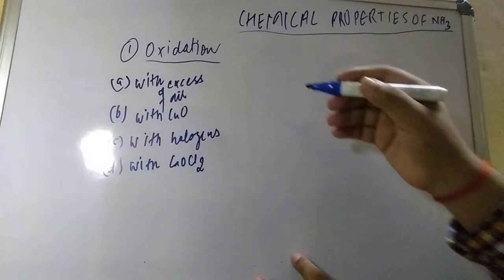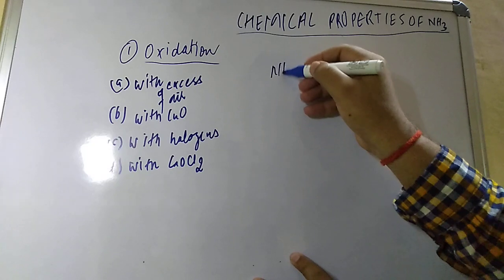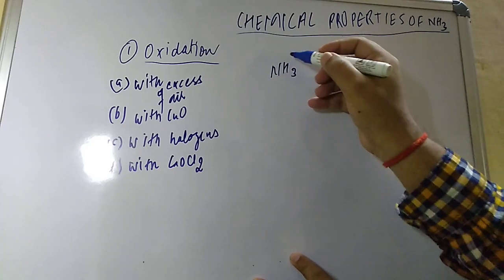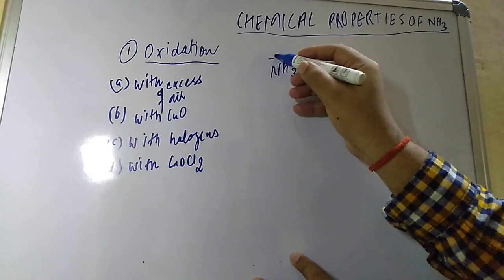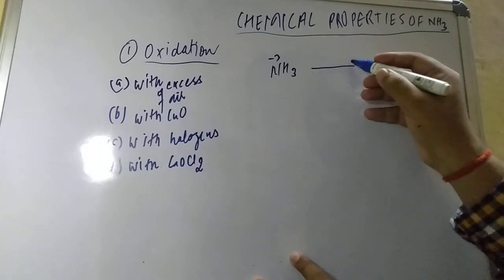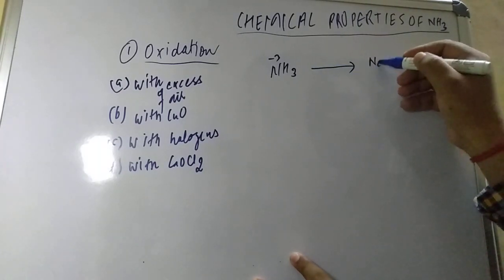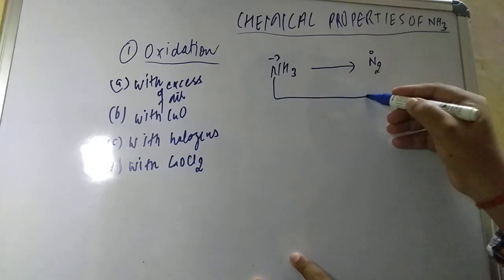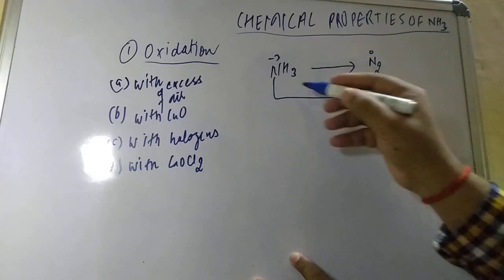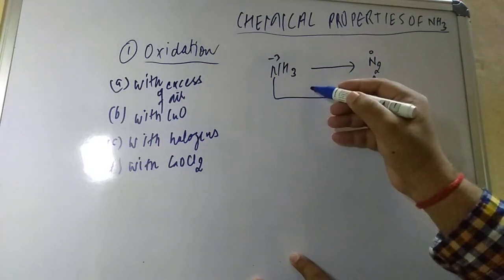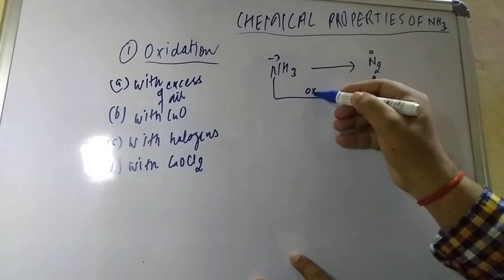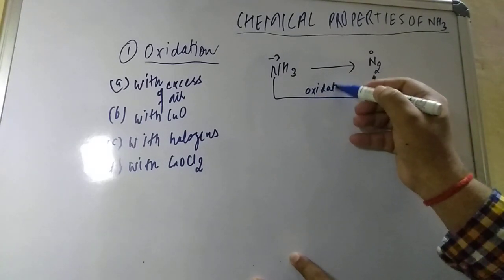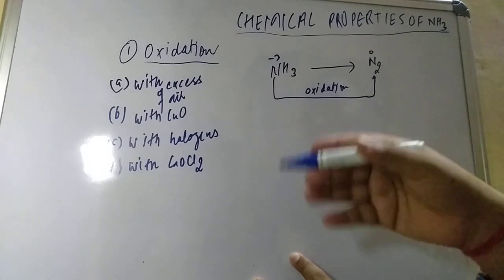Oxidation means, in ammonia the oxidation state of nitrogen is -3, and if you are converting it into N2, its oxidation state changes from -3 to 0. So -3 to 0 is an increase in oxidation number. So this process is known as what? Oxidation. So that is what we are going to do.